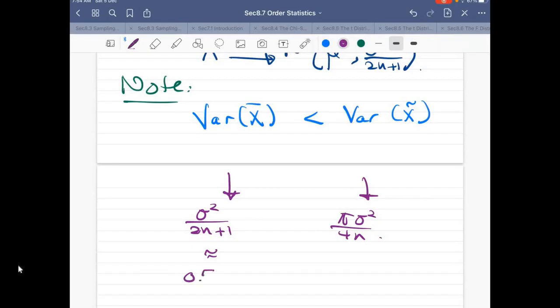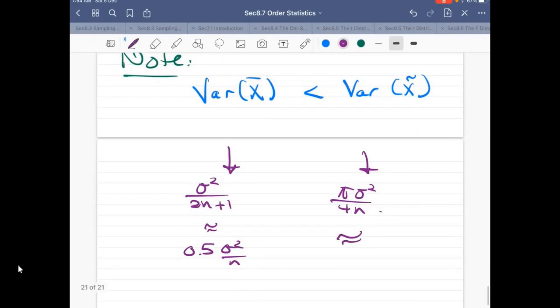Sigma squared over 2n plus 1 is approximately 0.5 into sigma squared over n. And pi over 4 is approximately 0.785, so the median's variance is 0.785 into sigma squared over n.